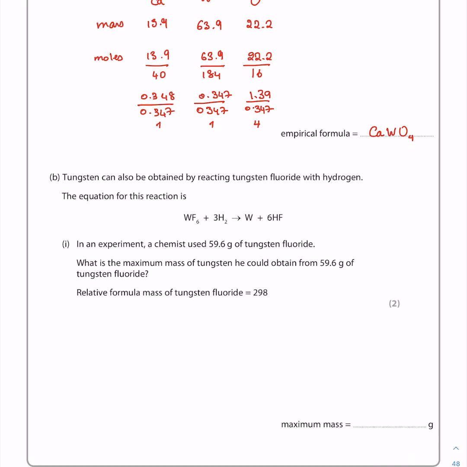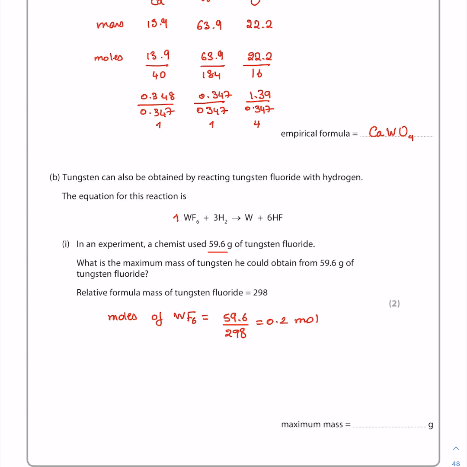Tungsten can be obtained by reacting tungsten fluoride with hydrogen. The equation for this reaction is tungsten hexafluoride plus 3 moles of hydrogen gives tungsten plus 6 moles of hydrogen fluoride. In an experiment, a chemist used 59.6 grams of tungsten fluoride. What is the maximum mass of tungsten he could obtain from 59.6 grams of tungsten fluoride, given that the relative formula mass of tungsten fluoride is 298? First we get the moles of tungsten fluoride: the mass 59.6 over Mr 298. 59.6 divided by 298 gives 0.2 moles.